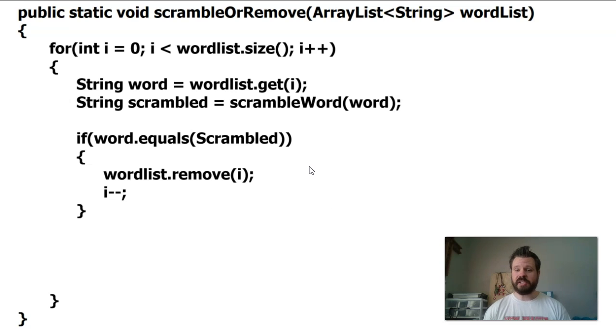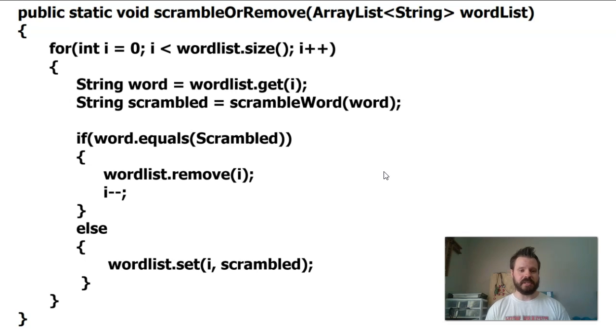So this would be the case when I need to remove it because the word and the scramble were the same. The word wouldn't scramble. Or else what I'll do is say wordList.set(i), so we're going to reset that word that was at the ith position to the scrambled word here.